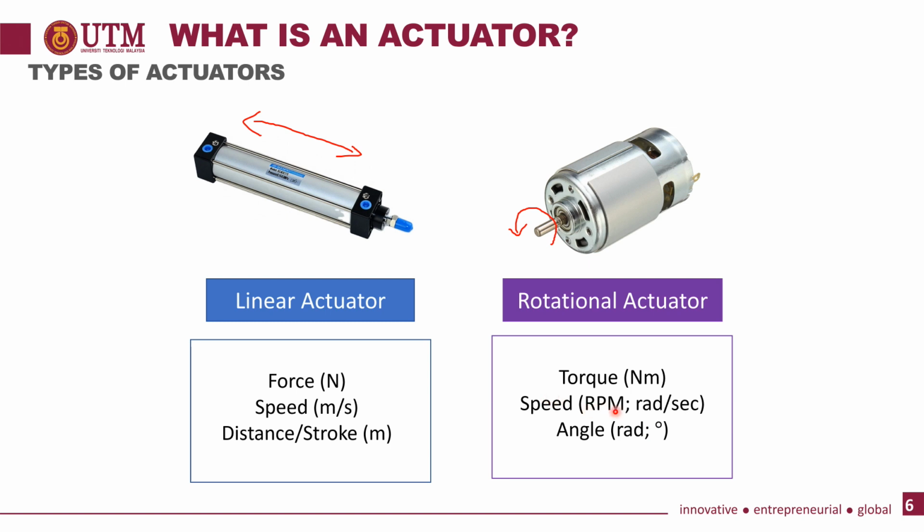And then we also use the unit of angle, either in radian or in degree. Because rotation is related to the angle, and linear is related to the distance. That's why the unit is in meter. Okay, those are the two types of actuator that have been classified in terms of the movement of the actuator. Either it is linear or it is rotational.